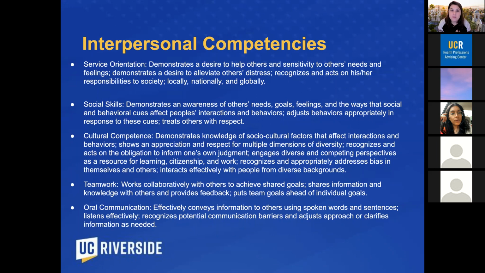Also, oftentimes in healthcare settings, maybe the physician or the PA or whoever is talking and explaining things, but maybe the patient isn't always understanding. So recognizing that and then clarifying information, explaining things in ways that are accessible. So we're talking about increasing access, making science accessible to people. That's a form of oral communication that you could highlight.